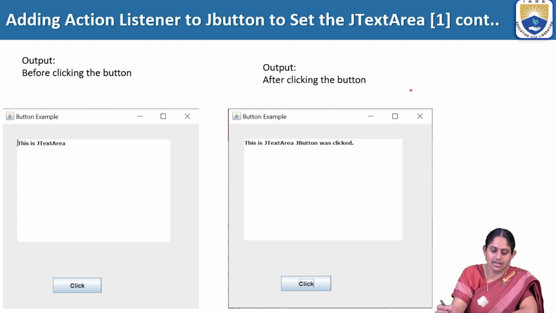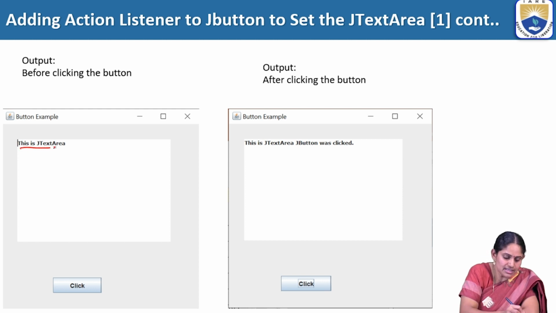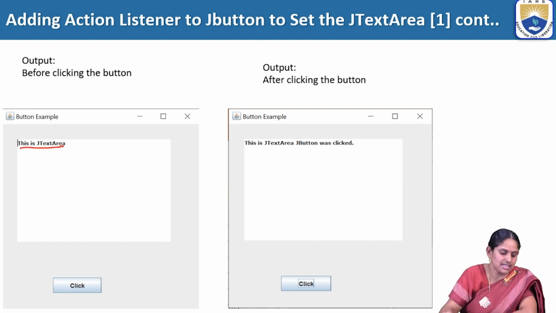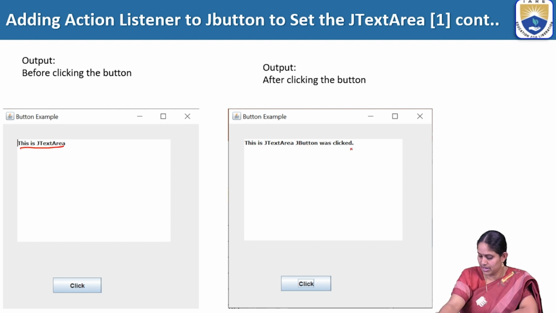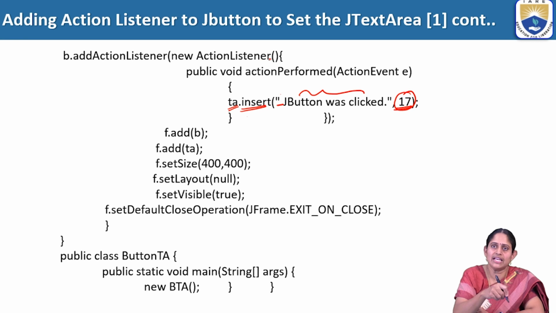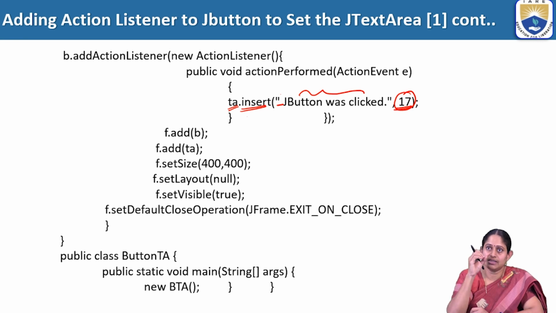So what will happen? We have this text area. This was the initial text inside the text area, and it is followed by the string which we have placed. When we click on that button, this action event object will be created, and since we have this button registered with that action listener for that action event, clicking of the button will trigger the actionPerformed method.